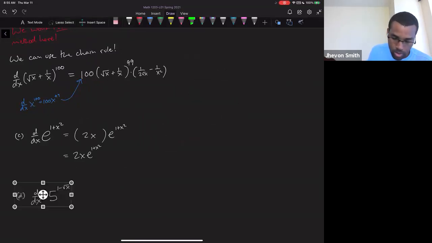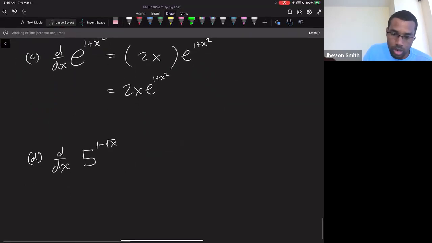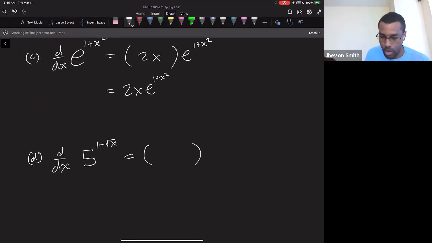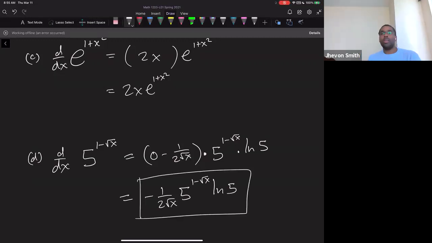Also this one. Multiply by the derivative of the power, which is 0 minus 1 over 2 rad x, times the original function, times ln of the base. Okay, so once you know the rules, it's actually not going to be a big deal.